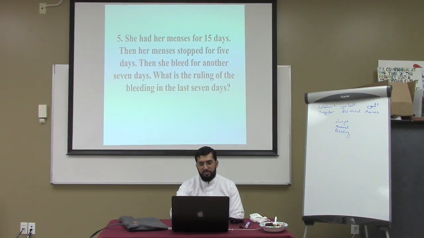She had her menses for 15 days, then her menses stopped for 5 days. Then she bled for another 7 days. What is the ruling of the bleeding in the last 7 days? Irregular. Why is it irregular? Very good. Minimum 13 days. It has to be between 2 periods of bleeding.